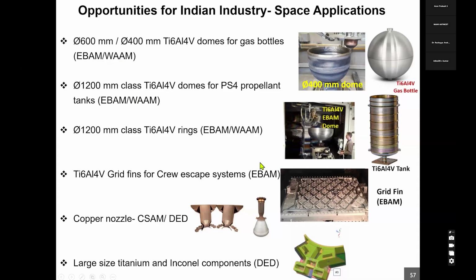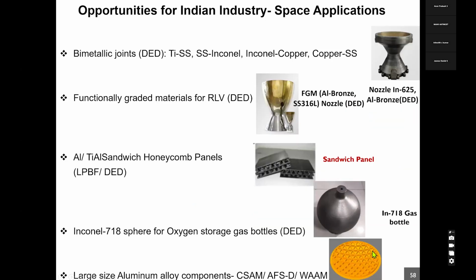Similarly, grid fins have already been made through the electron beam additive manufacturing route. And we can have a copper nozzle that is made either through cold spray additive manufacturing or the DED route. And we are also looking at making very large size titanium and Inconel components through directed energy deposition routes.